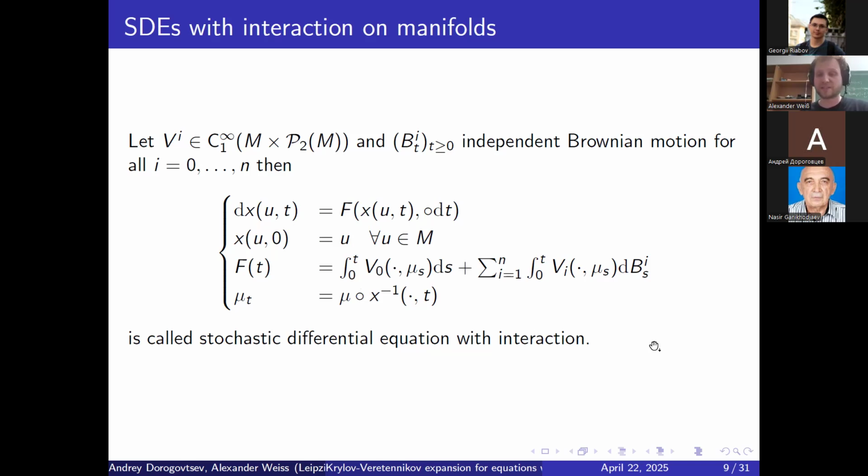But this is exactly what you could do in the general case as well, where you can solve the equation, then you can fix the measure valued process and look at the semi-martingale. And with the help of this semi-martingale, you could rewrite the system with interaction into a Kunita style SDE. And we just use this on manifolds as a definition.